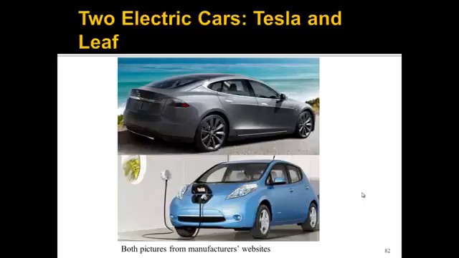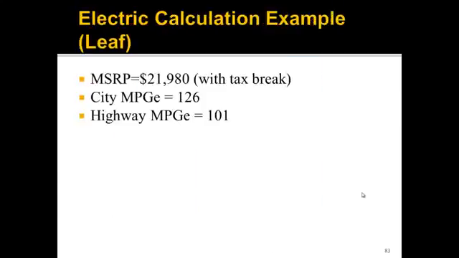So if you go and try to look up the efficiency of electric cars, it gives you something here. We have the MSRP, so that's with the tax break, it's about 21,980. But what's really weird is this MPGE. So what is the MPGE? We saw before there was just miles per gallon, so that was easy because it's just miles per gallon of gasoline. So let's look at what this MPGE is.